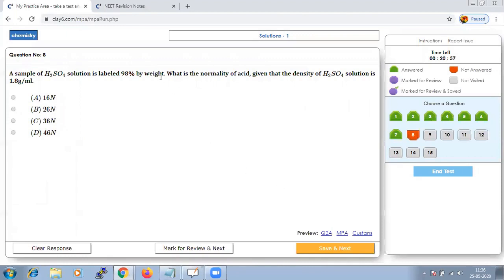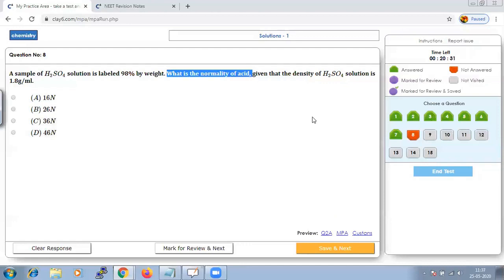And here, the only difference is that there they asked for molarity, and here they have asked us for the normality. So once again, there should be a relation between the molarity and the normality. Normality will be equal to molarity into valence factor.